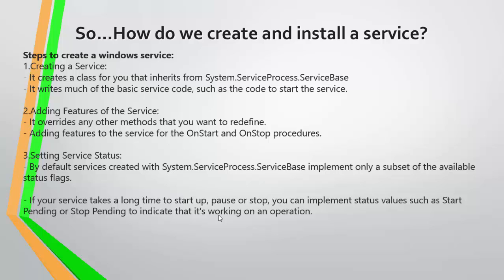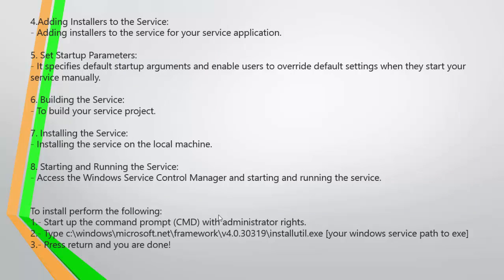3. Setting service status. By default, services created with system.serviceprocess.servicebase implement only a subset of the available status flags. If your service takes a long time to start up, pause, or stop, you can implement status values such as start pending or stop pending to indicate that it's working on an operation. 4. Add installers to the service. This step adds an installer to the service for your service application. Remember, these are general steps, not defined steps.